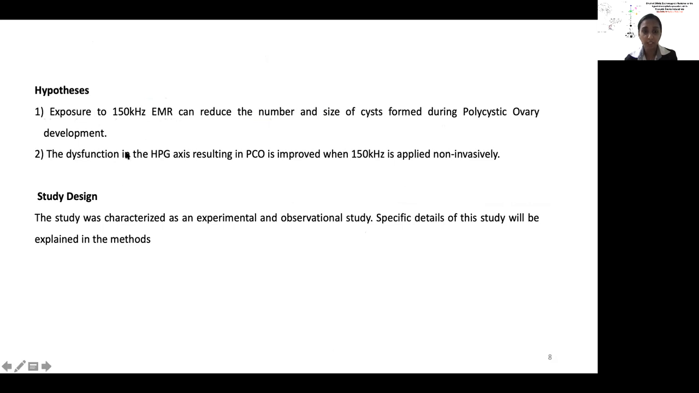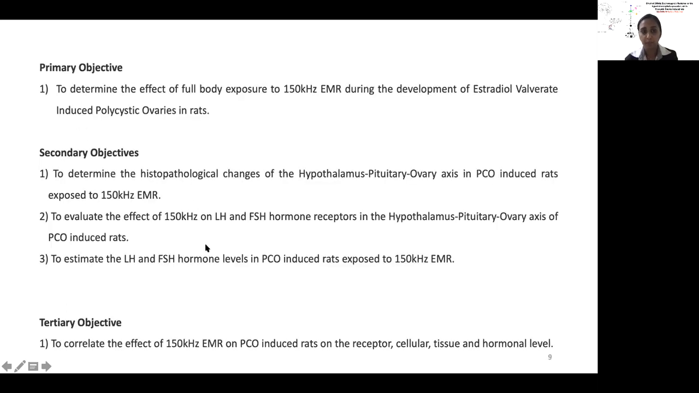And the dysfunction in the HPG axis resulting in PCO is actually improved when 150 kilohertz is applied non-invasively. This study was characterized as an experimental and observational study. So with that, we had three major objectives which we wanted to find out. One, to determine the effect of full body exposure to 150 kilohertz electromagnetic radiation during the development of an estradiol valerate model.